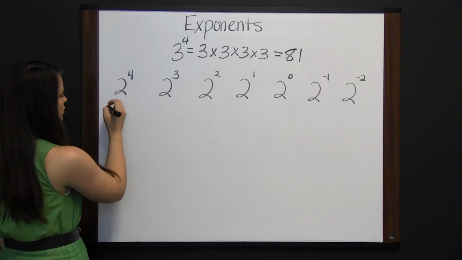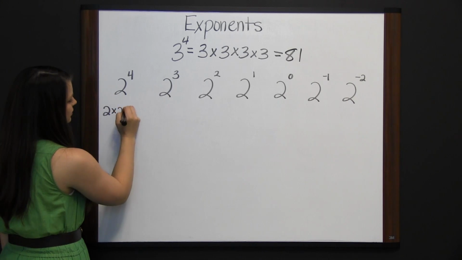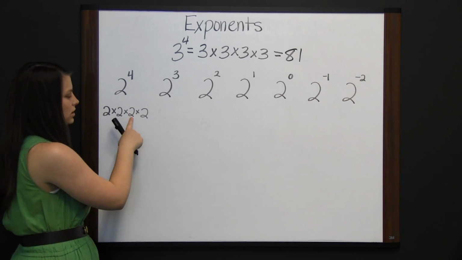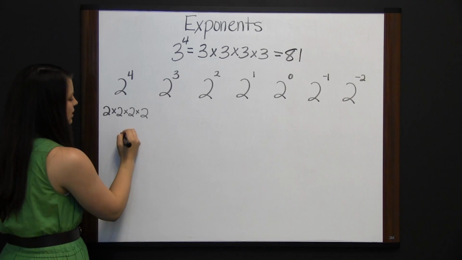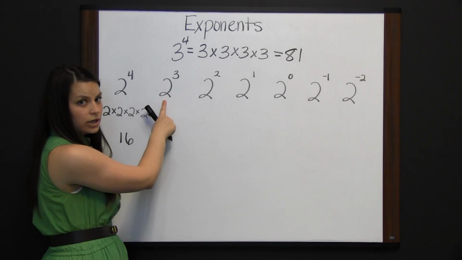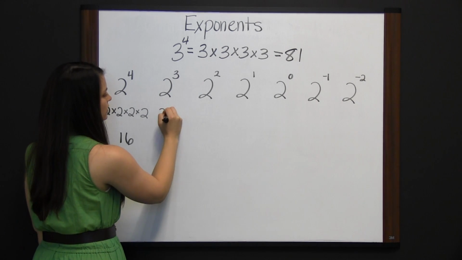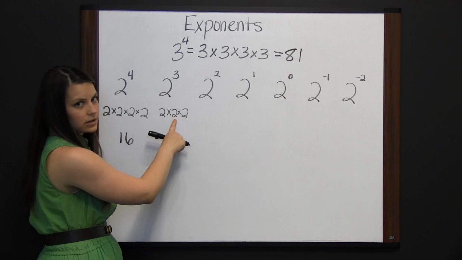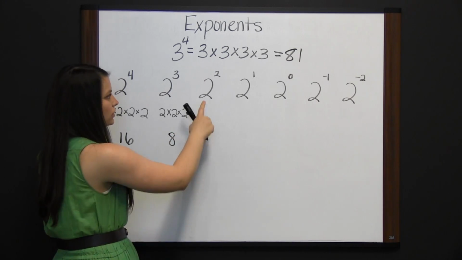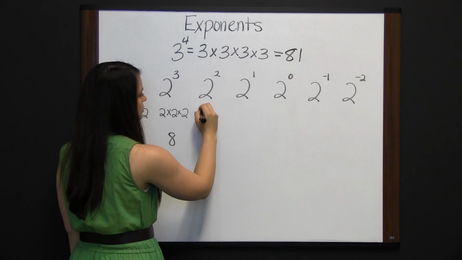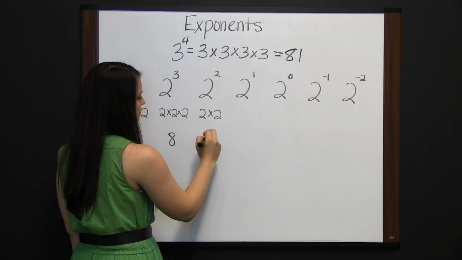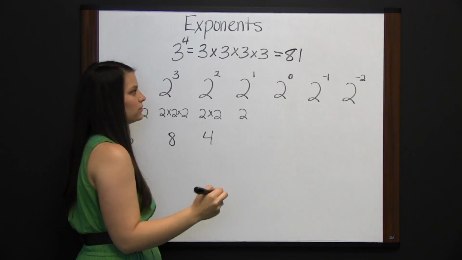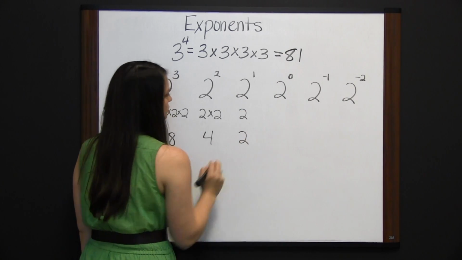Let's look at this set of numbers here. 2 to the 4th is 2 times itself 4 times. 2 times 2 is 4, times 2 is 8, times 2 is 16. 2 cubed, or 2 to the 3rd power, is 2 times itself 3 times. 2 times 2 is 4, times 2 is 8. 2 squared is 2 times itself 2 times. 2 times 2 is 4. 2 to the 1st power is just 2 times itself 1 time, or just 2.